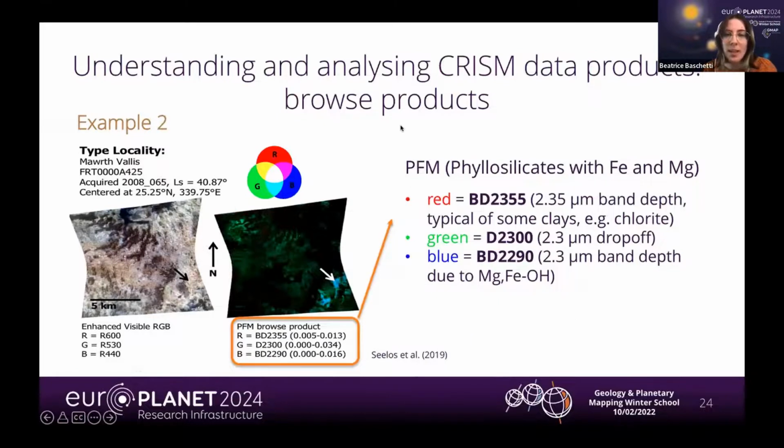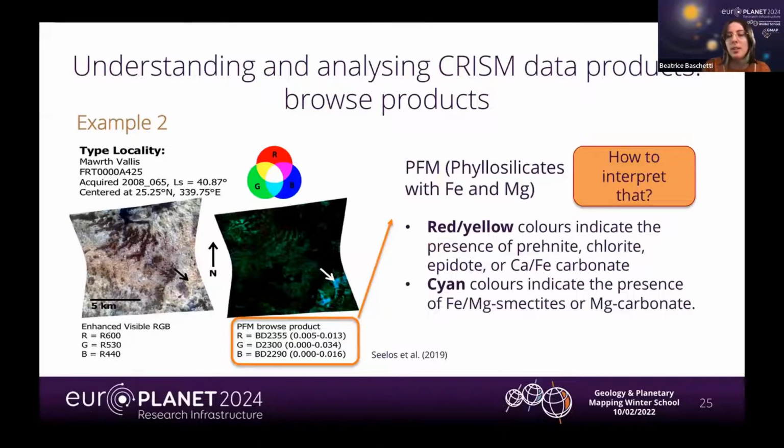Okay, here's another example instead related to hydrated minerals. Here we have the same visible RGB image that I have explained before. And in this case, we have a PFM gross product, which means phyllosilicates with iron and magnesium. So it is meant to highlight the presence of phyllosilicates. And in the red, green and blue channels, we have other parameters which are related to spectral characteristics of some type of clays. And they can be interpreted in that way.